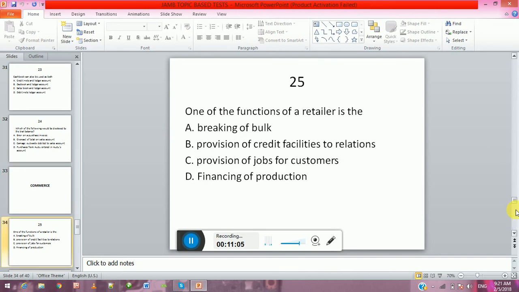Commerce. One of the functions of a retailer is the A. Breaking of bulk, B. Provision of credit facilities to relations, C. Provision of jobs for customers, D. Financing of production.